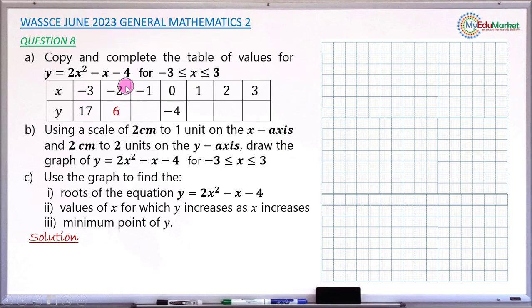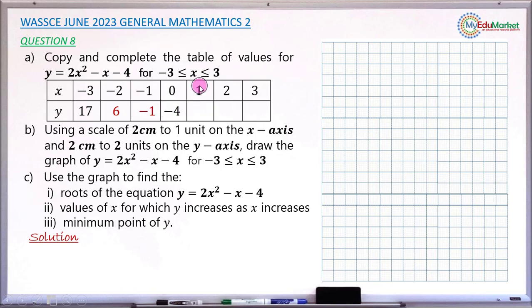I'll also substitute x by minus 1 to find y here. Let's do it together. Replacing x by minus 1, you now have minus 1 squared, which gives you positive 1. Times 2, you have 2. Then minus x, which would now change it to plus 1. So you have 2 plus 1, which gives you 3, and 3 minus 4. The result finally is going to be minus 1. So I'm going to write minus 1 here.